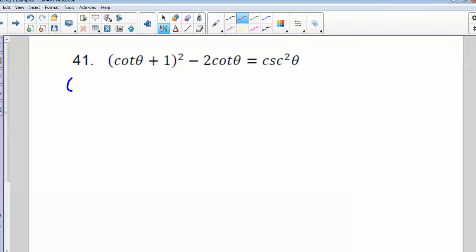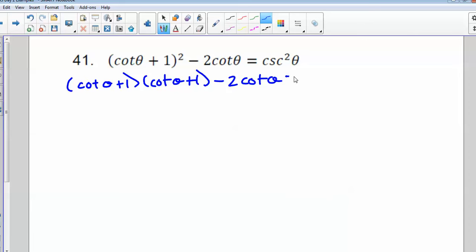So that would be cotangent theta plus 1 times cotangent theta plus 1. So I squared it by multiplying it by itself and bring everything else down. Okay, now I'm going to distribute. Cotangent times cotangent is cotangent squared theta. Cotangent times 1. 1 times cotangent. And 1 times 1.